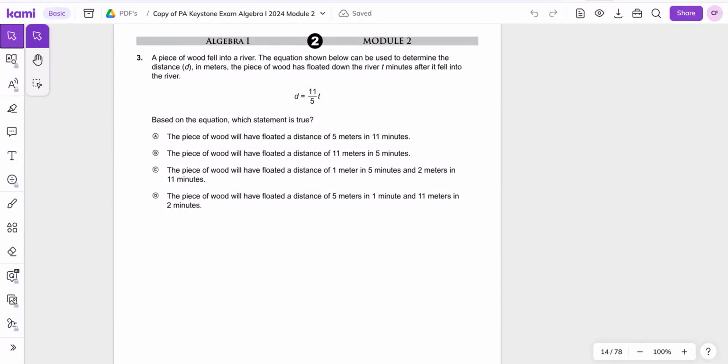A piece of wood fell into a river. The equation shown below can be used to determine the distance d in meters the piece of wood has floated down the river t minutes after it fell into the river. So d equals 11/5 t. Based on the equation, which statement is true?